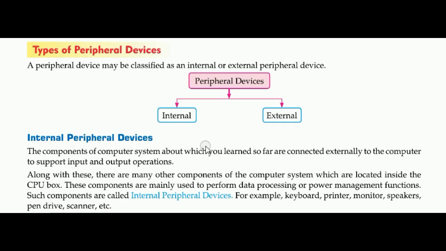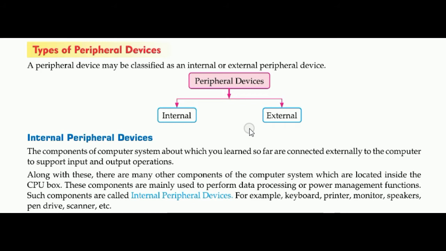Types of peripheral devices. Peripheral devices can be classified as internal or external. There are two types of devices, internal or external. Internal peripheral devices. The components of the computer system about which you learned so far are connected externally to the computer to support input and output operation.